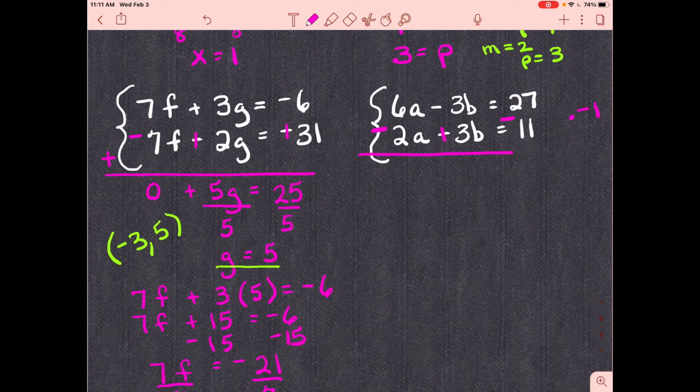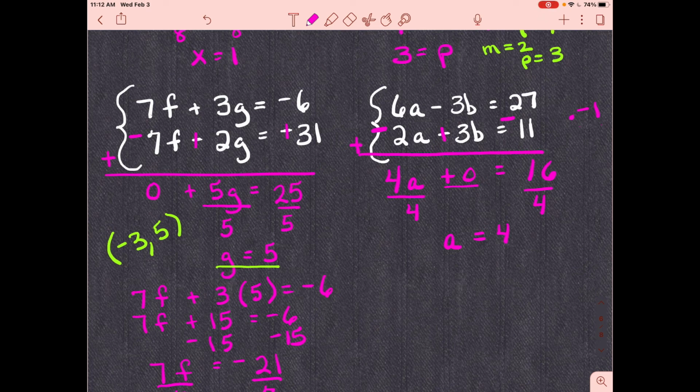All right, so I am going to add my things together. 6A and negative 2A is going to give me a positive 4A. Negative 3B and positive 3B is 0, and 27 plus negative 11 is going to give me a positive 16. All right, and then ignoring this plus 0 because plus 0 means really nothing, let's divide by 4 on both sides. Whatever I do to one side, I have to do to the other side, and I will get A equals 4.